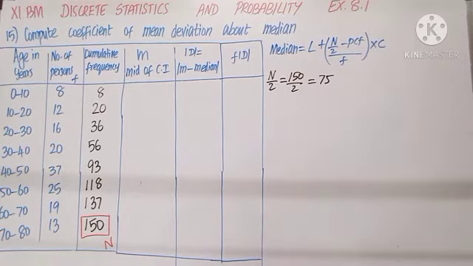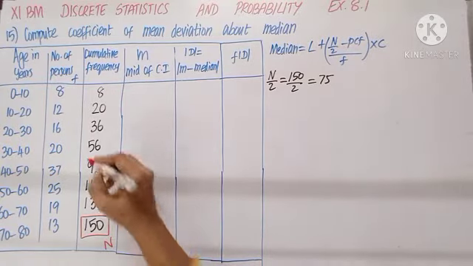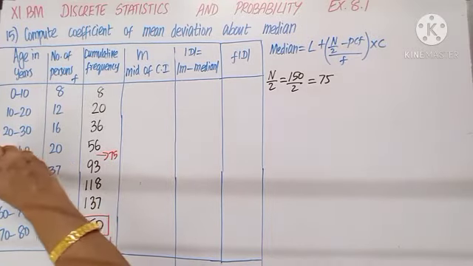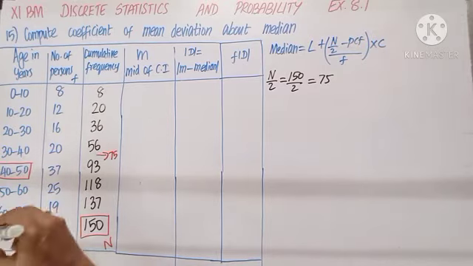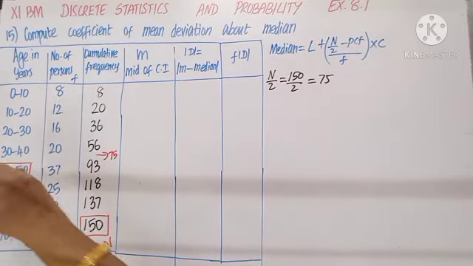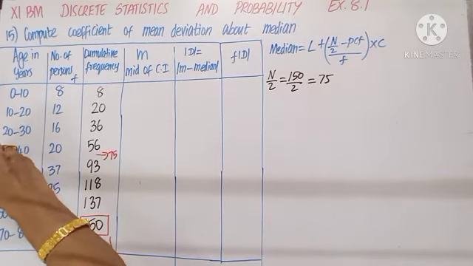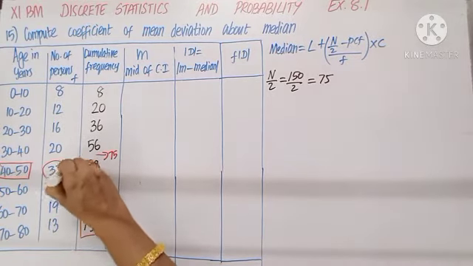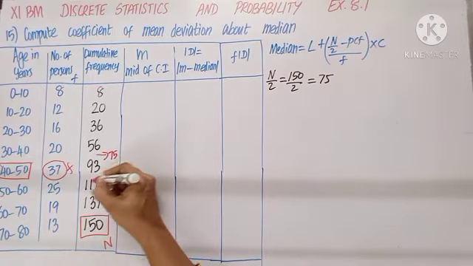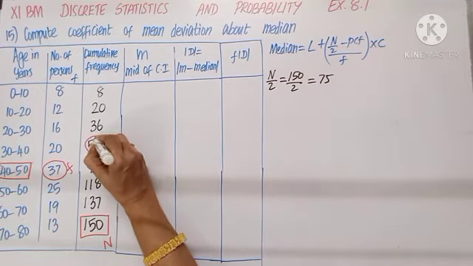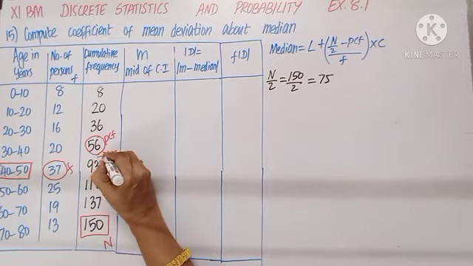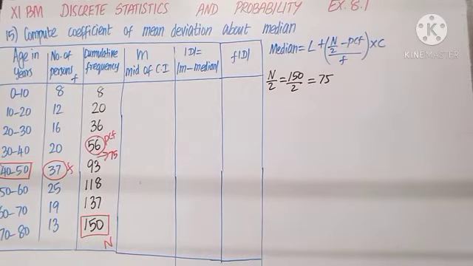Check where 75 is crossed in cumulative frequency. So 75 is crossed here. So this class we call as the median class. And this number I term L. And this frequency we call F. The previous cumulative frequency let us call PCF. As I know all the values, let me substitute.